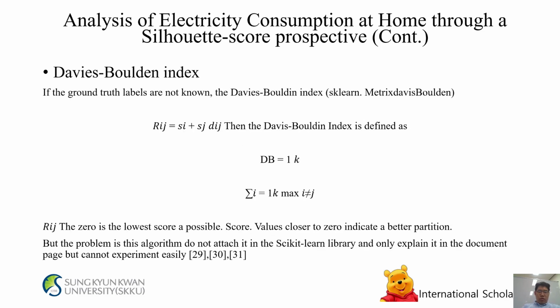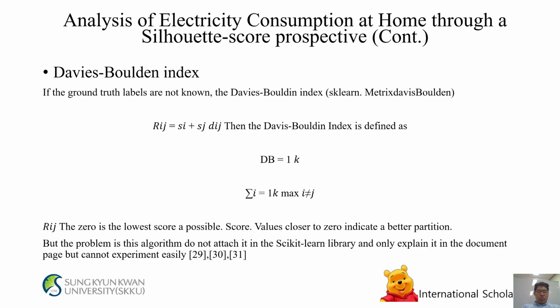Analysis of electricity consumption at home through a silhouette score perspective continues. Davies-Bouldin index: if the ground truth labels are not known, the Davies-Bouldin index is available as sklearn metrics davies_bouldin_score. Define Rij = (si + sj) / dij, then the Davies-Bouldin index is defined as DB = 1/k sum over i=1 to k of max over i not equal to j of Rij.